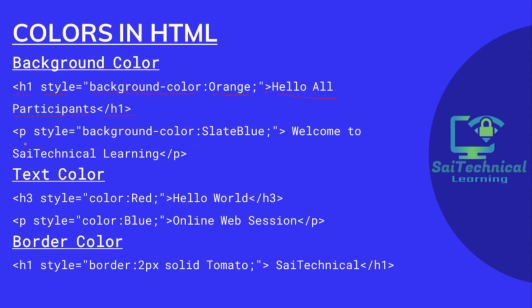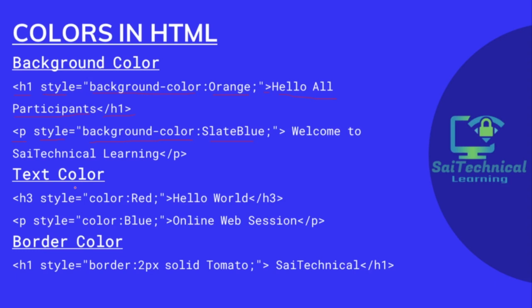Similarly for the p tag, again we require the style attribute followed by the background-color property and its value. And again we require contents like "welcome to Sci Technical Learning", and close the bracket and close the tag.